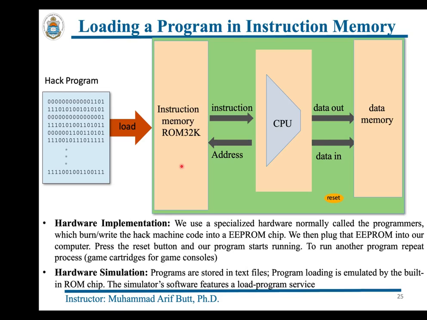First is the hardware implementation, and for that we use specialized hardware, normally called programmers, which burn or write the Hack machine code into an EEPROM chip. We then plug that EEPROM chip into the computer, press the reset button, and our program starts running. And if you want to run another program, you repeat this process. You might have seen this process in the case of game cartridges for game consoles.